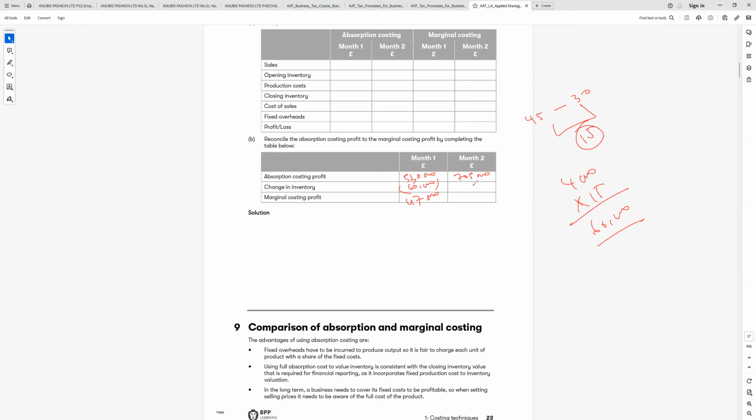And the other one, we have month number 2, that is 7,000. We have 45,000 closing inventory, the difference. And that gives me 660. That is 3,000 units multiplied by 15, 45,000. And that's how we can reconcile how much is the profit for both.